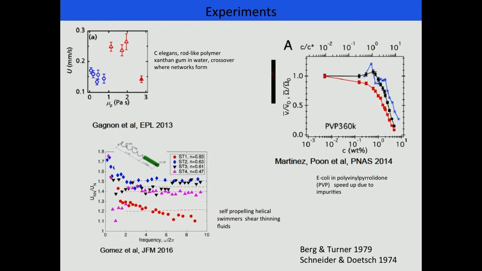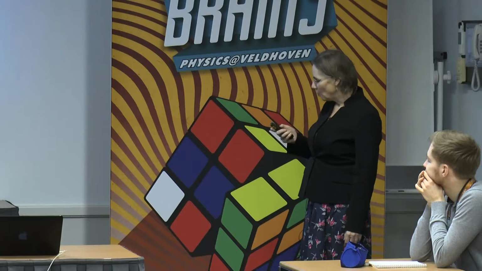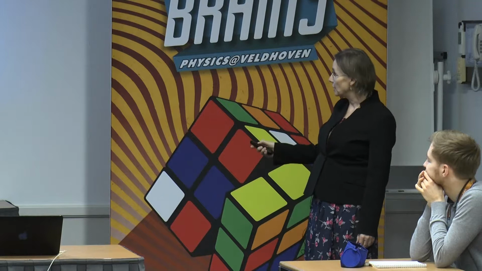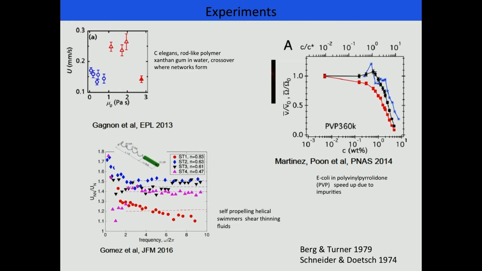Then there's this one. This one is man-made swimmers, just little magnetic helices which swim in a rotating magnetic field. And what the different curves are suspensions which are shear thinning to a different degree. And if you make them more shear thinning, you go from red to blue to green to pink, red to blue to green to pink, so it's not even monotonic.